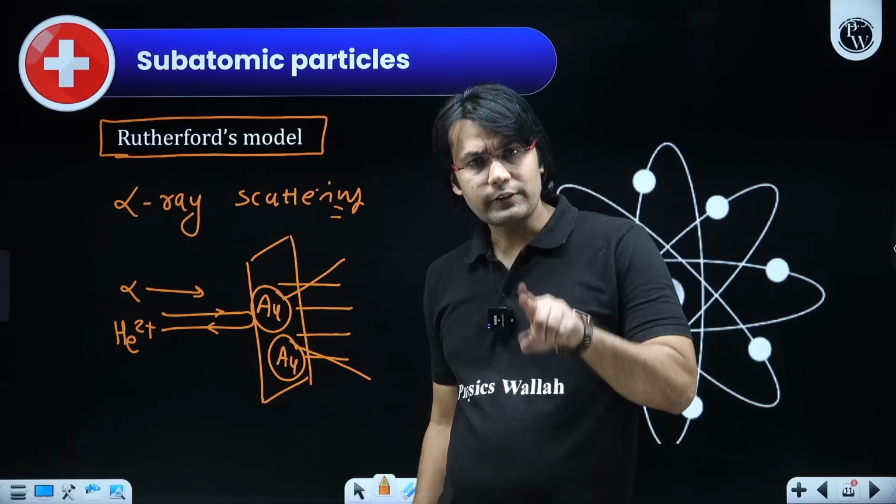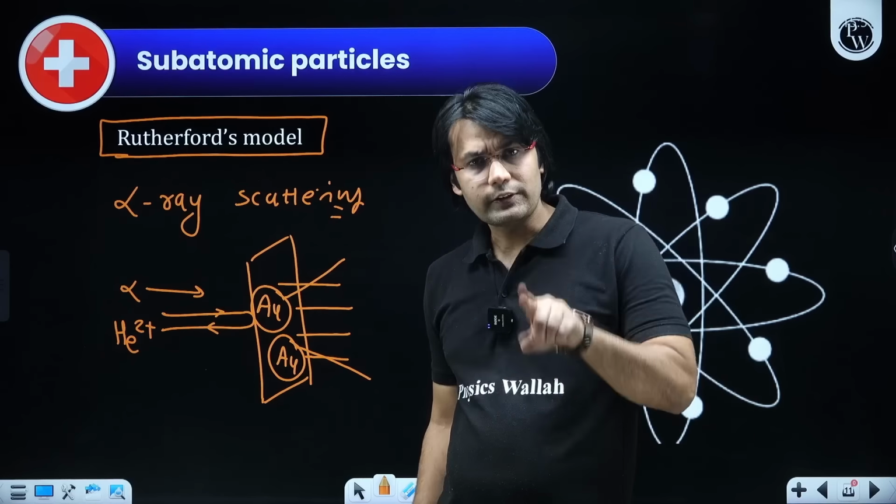The shape of the 2px orbital is like this. If this is your x-axis, this is your y-axis, then the shape of the 2px orbital is this. These are called lobes, right? This is one lobe, this is another lobe. The lobes of the orbital will lie along the x-axis in the case of the 2px orbital. Similarly, in the case of the 2py orbital, you can guess it now, right?